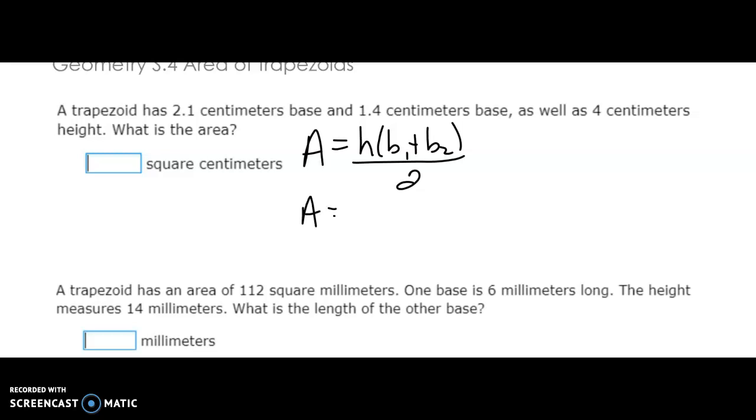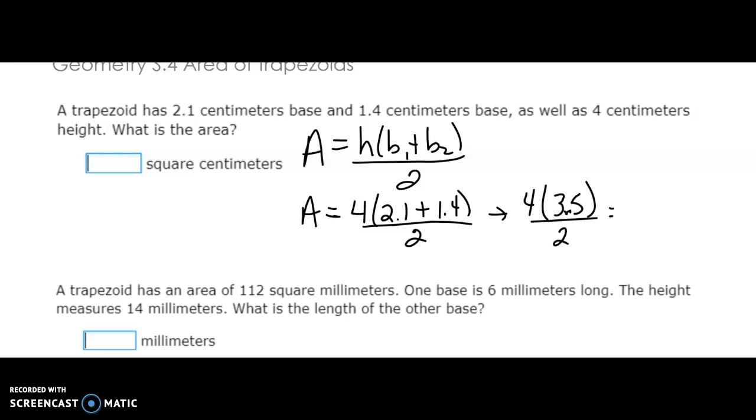And I'm going to fill in what we know. I know we're looking for the area, so I'm going to keep A because I know I don't know it. The height is 4. Base 1 is 2.1. Base 2 is 1.4. And I know we're always going to divide by 2. So I'm going to add 2.1 and 1.4 together and get 3.5. Then I'm going to multiply by 4. That'd be 12 with 2 more would be 14. Over 2, which would be 7.